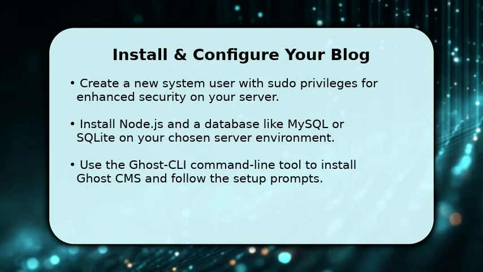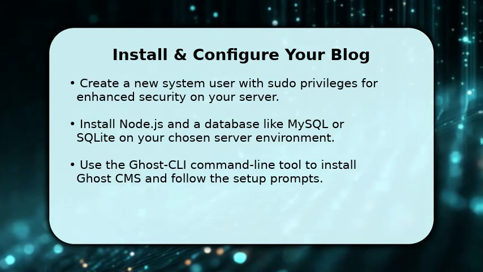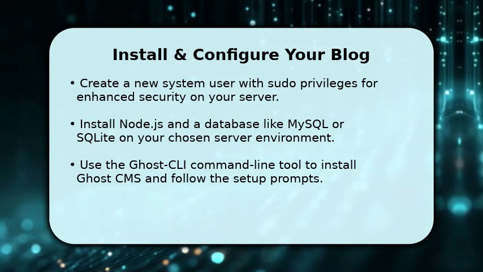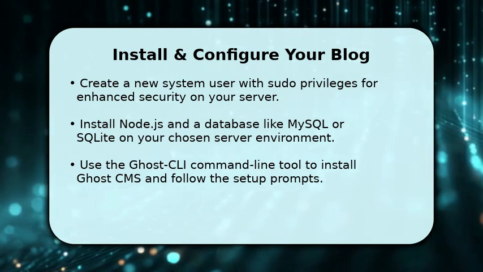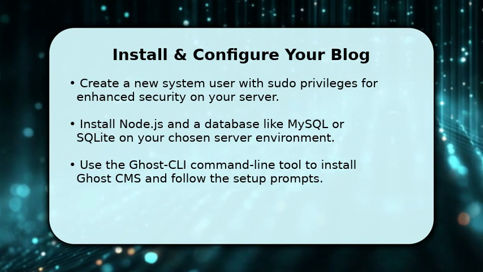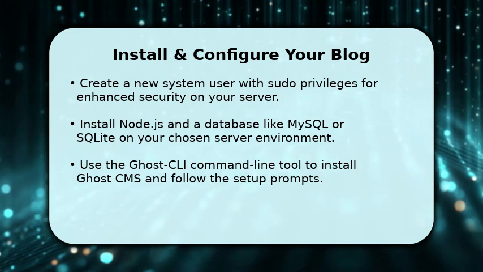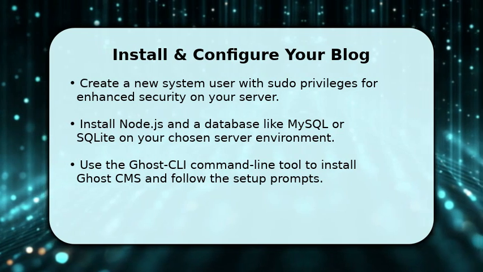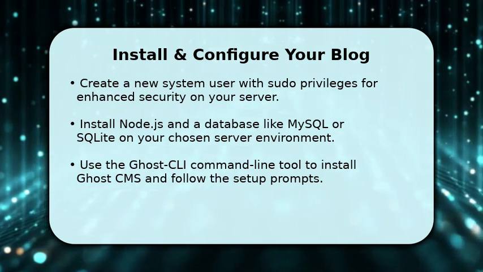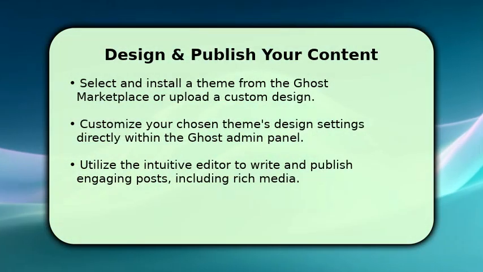Next, let's get Ghost installed and configured. For self-hosting, begin by creating a new system user with sudo privileges for security. Then, install Node.js and a database like MySQL. The Ghost CLI tool simplifies the installation. Just run the command and follow the prompts. Afterward, access your Ghost admin panel to configure essential site details, such as your blog's title, a brief description, and your preferred language.